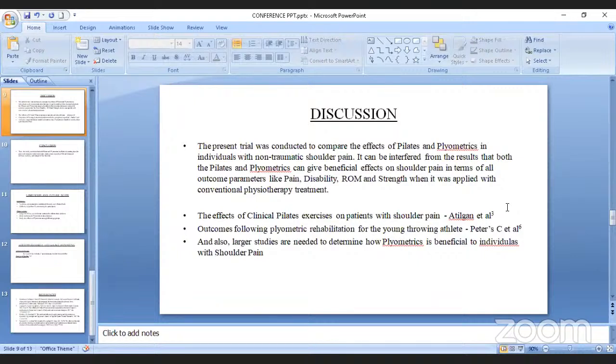In a study done by Atilgan et al., titled The Effects of Clinical Pilates Exercises on Patients with Shoulder Pain, disability was assessed using VAS and the shoulder pain and disability index.